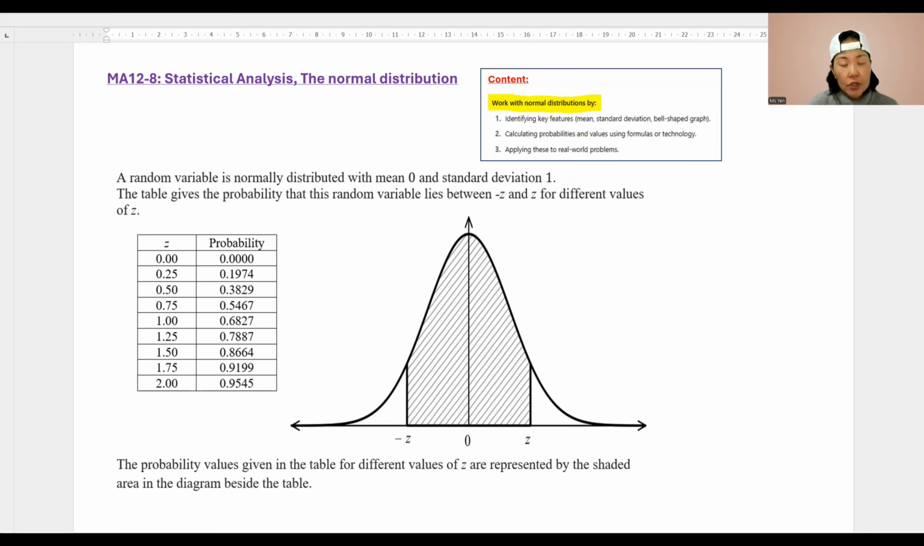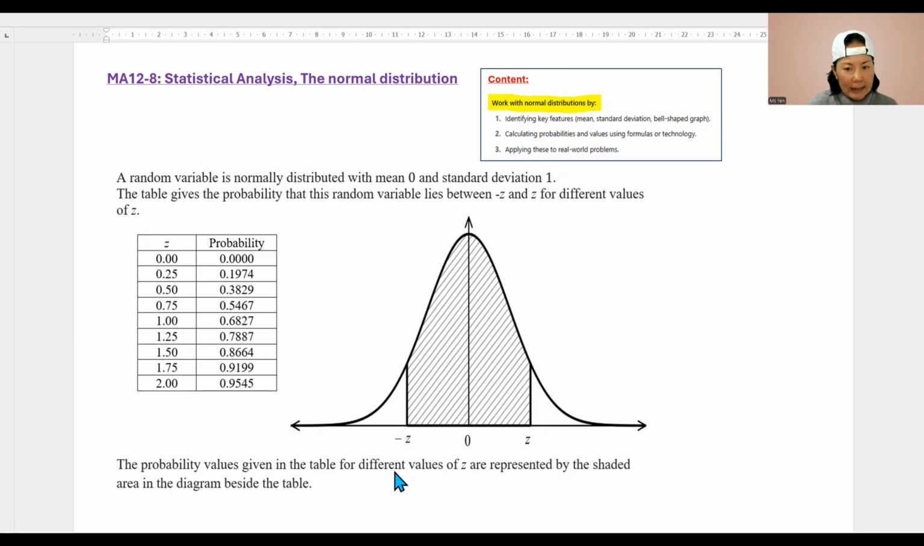Hello, this question is on probability and z-scores in normal distribution. Okay, let's have a look at the question. A random variable is normally distributed with a mean 0 and standard deviation 1. The table gives the probability that this random variable lies between negative z and z for different values of z. The probability values given in the table for different values of z are represented by the shaded area in the diagram beside the table. So this is the table, this is the bell curve.